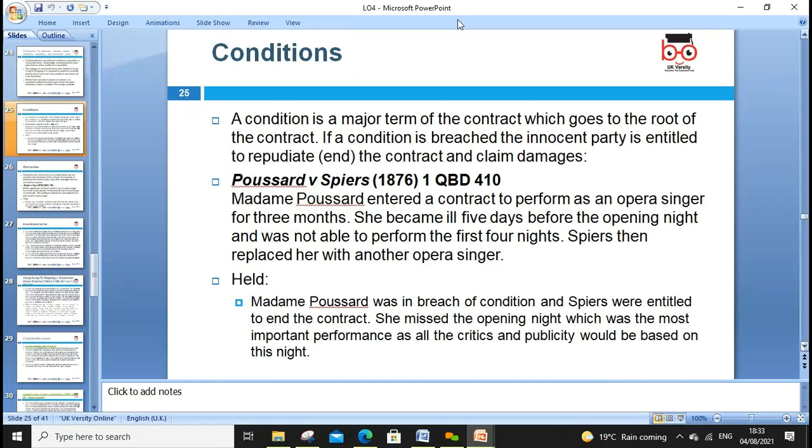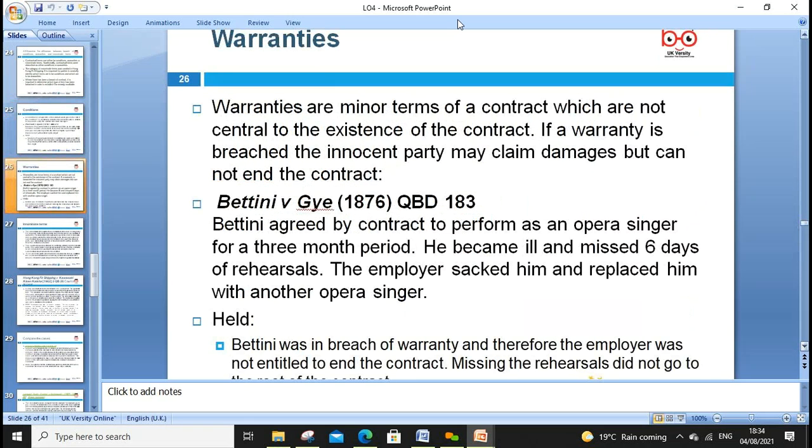Condition is the major term of the contract which goes to the root of the contract. If a condition is breached, the innocent party is entitled to repudiate the contract and claim the damages, which happened in that case back in 1876.